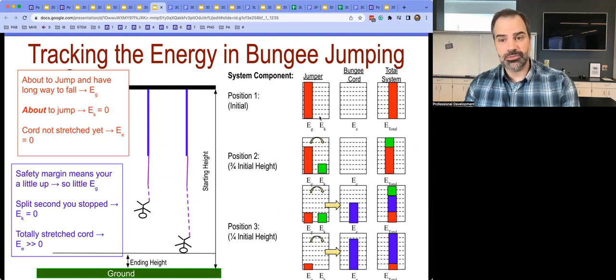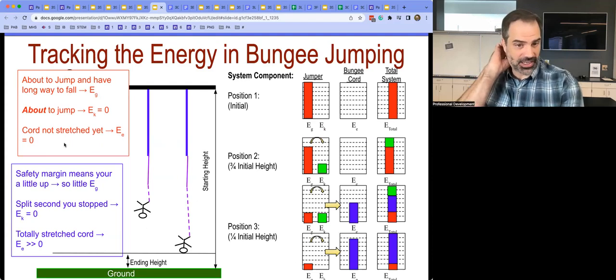And then we even get them to explicitly say, okay, how did we about to jump? So they're not moving, so EK is 0. The cord is not stretched, so E elastic is 0. That's what we mean by annotate.